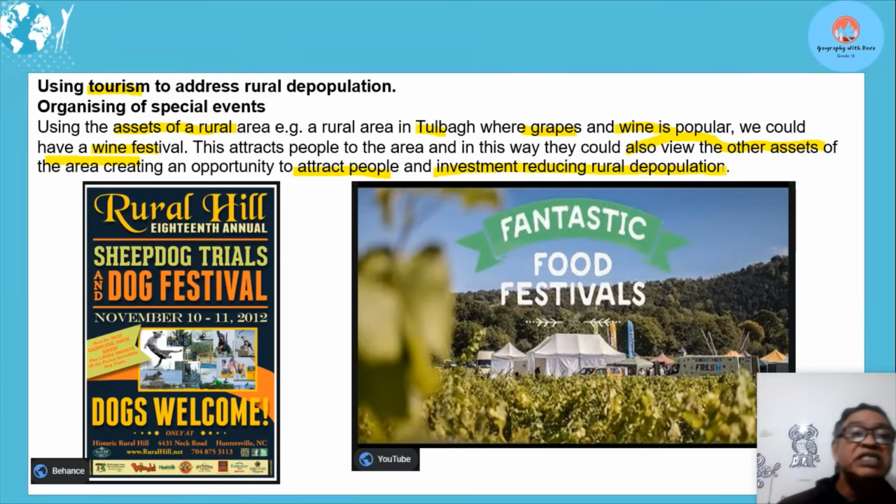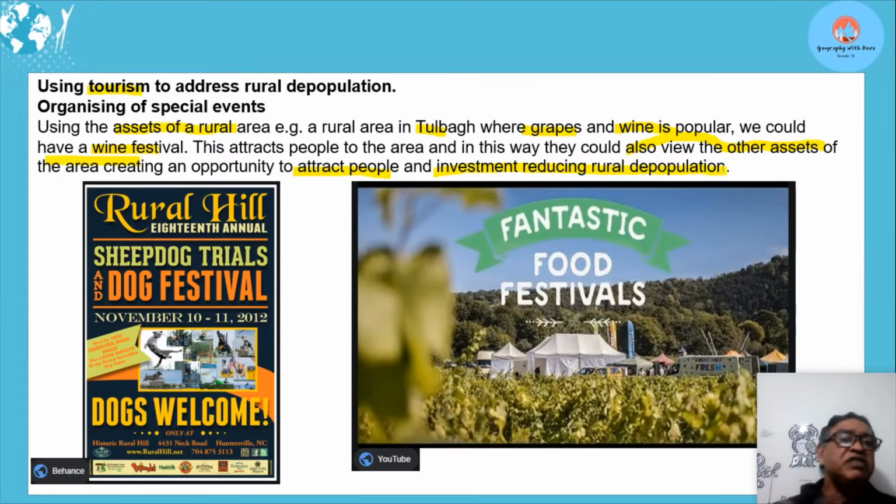So what we are saying here is have the wine festival. People come in. People also look at other things. Whoa, there's lovely accommodation here. The scenery is beautiful. Businesses say, if this area gets people in, it's nice to invest, build more hotels, restaurants. You understand? Nature conservation sites which you could visit, hiking trails, and you attract people. People go back home, talk to other people, and they come in.